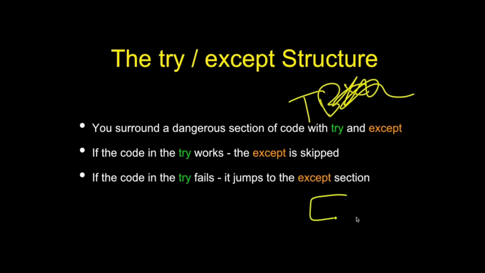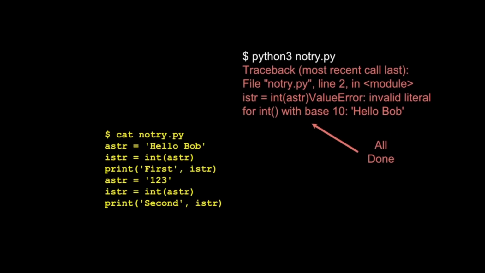You take this little dangerous piece of code that might break and might blow up, and you surround it with a try, which says this might blow up, and if it fails, run this code down here. So that's the try, and the except is kind of like if you get an exception. Here's a little bit of code: we put hello Bob in and we convert it to an integer, and we know from past experience that this blows up, right? You can't take hello Bob and convert it to an integer. Here we are, it says you blew up on line 2, and I'm not very happy with hello Bob.